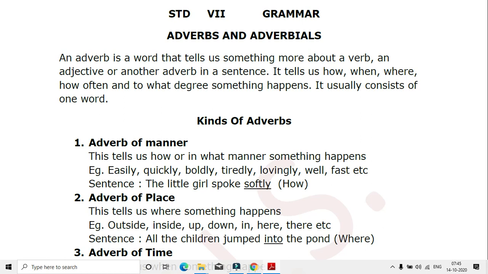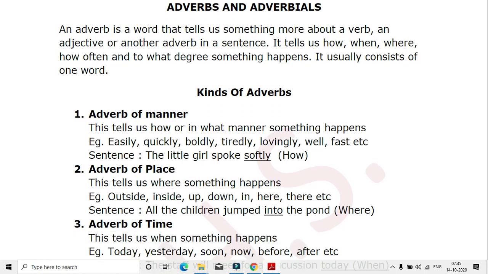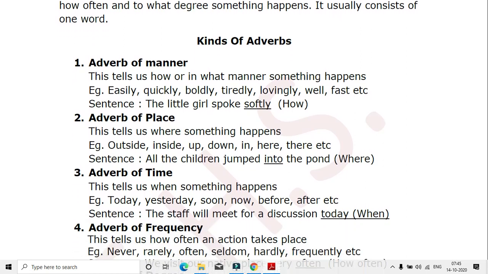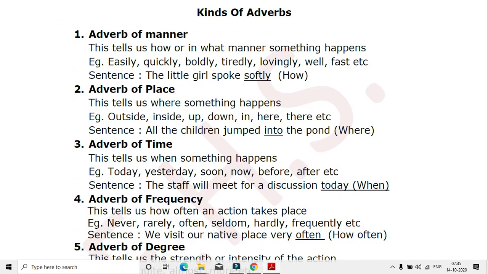Okay. Now let's see the kinds of adverbs. First, adverb of manner. So it means how things were done. Now you're talking about a verb, no? So how things were done, or how something happened. This tells us how or in what manner something happens. Examples: easily, quickly, boldly, tiredly, lovingly, well, fast, etc.